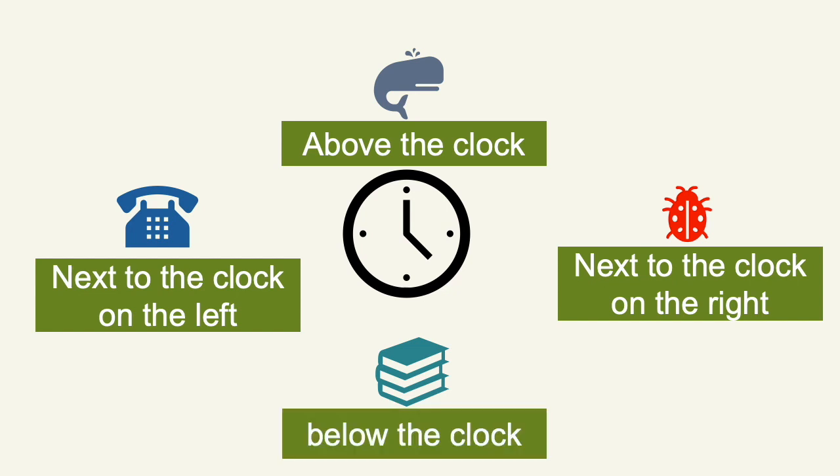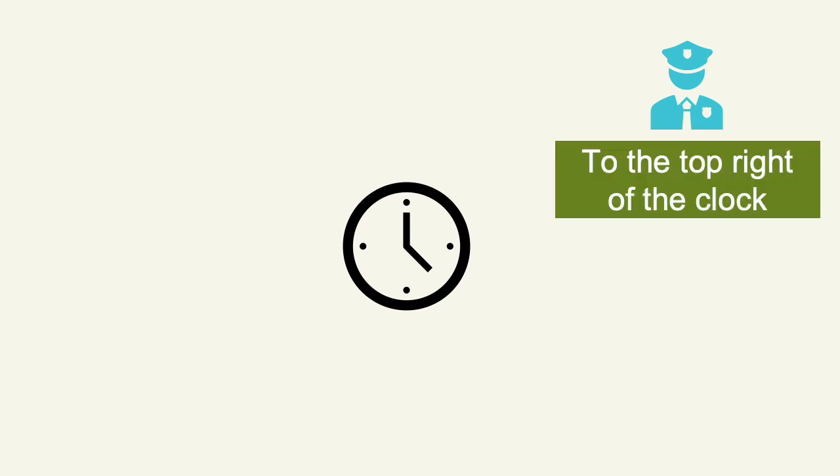So this is easy. Now, what if there is a clock in the middle and there is a policeman over here? So it is to the right side, right? But it is a little above. It's not next to, it's not above. It's like a triangle to the right. What can you say? You could say there is a policeman to the top right of the clock.